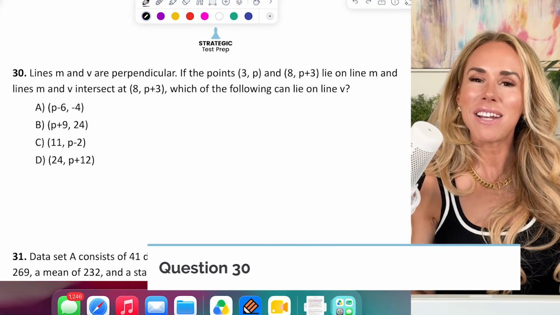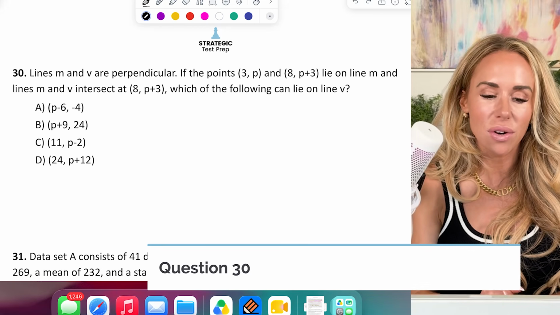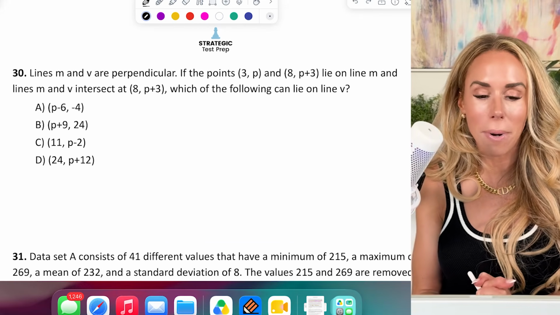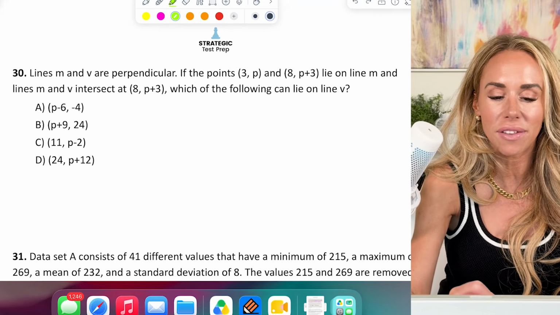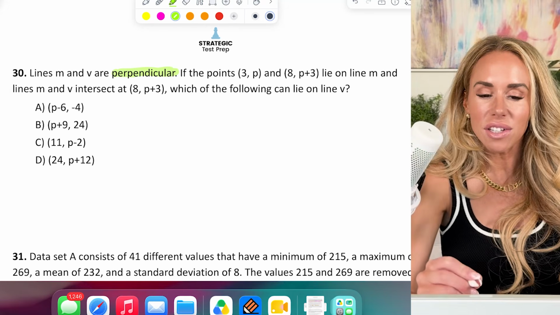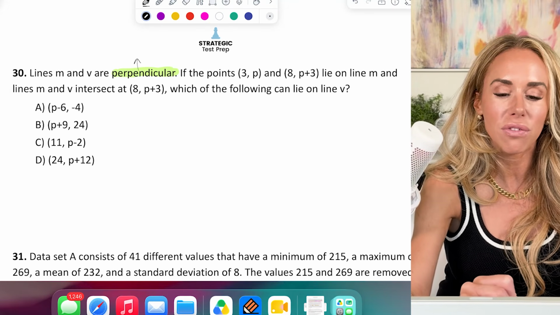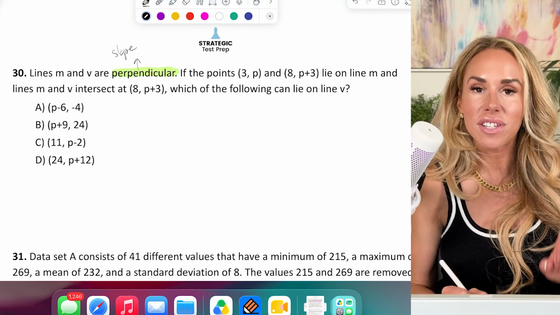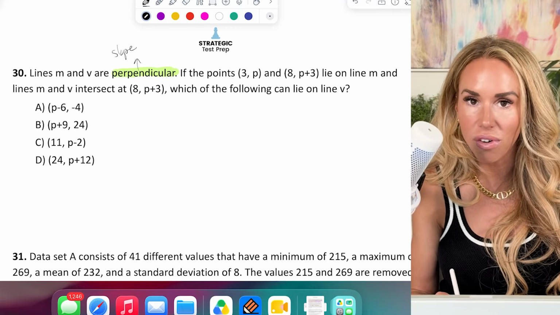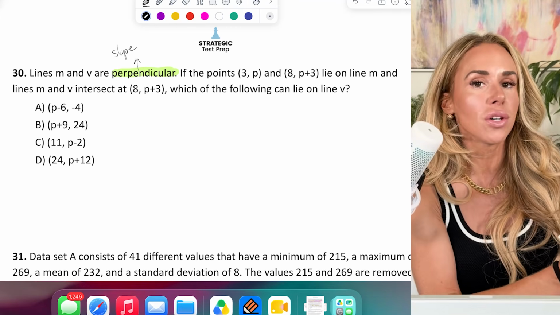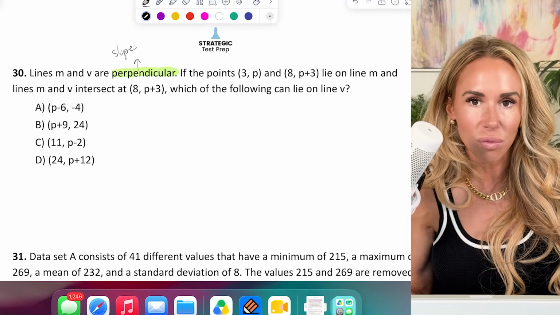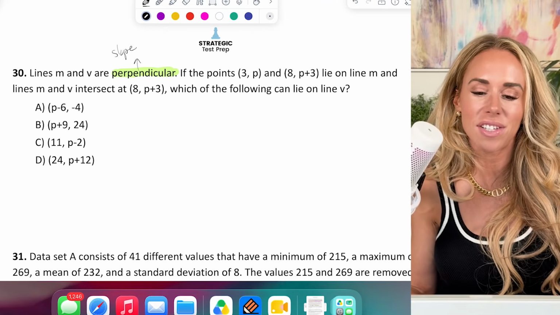All right, last but not least, number 30. So it says lines M and V are perpendicular. Okay, that's a key word on the SAT. When I see the word perpendicular, I know I need to find slope, and I know it's going to be the negative reciprocal, right? So if the slope of one line is 2, a perpendicular line is -1/2. So I already know they're testing me on that.